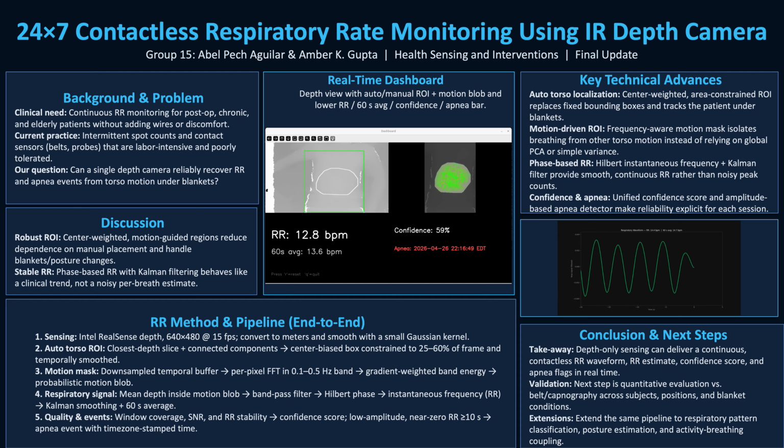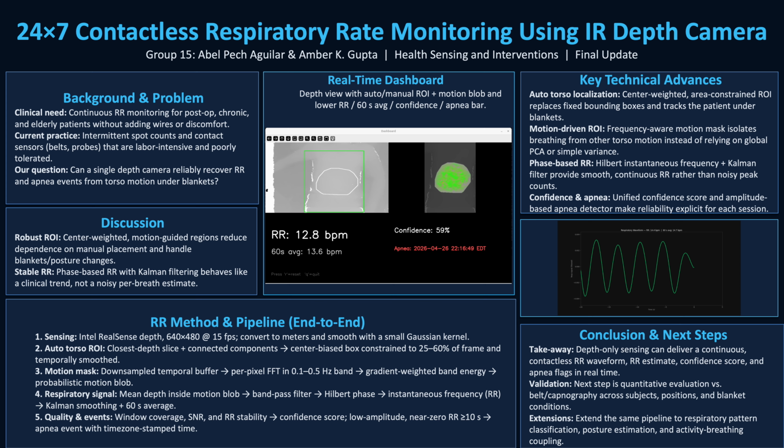Respiratory signal and RR. Now for each frame, we average depth within the motion blob to get a 1D signal, apply a band pass filter, and then use a Hilbert transformation to obtain instantaneous phase and frequency.